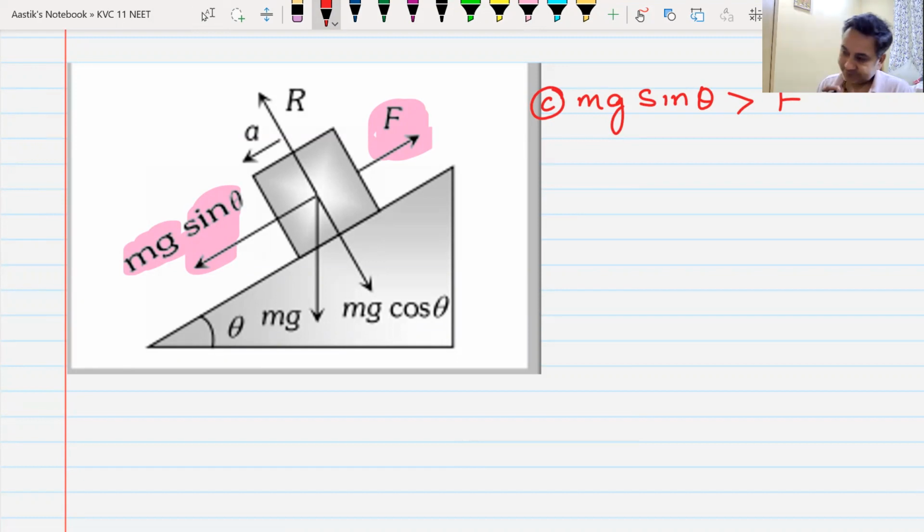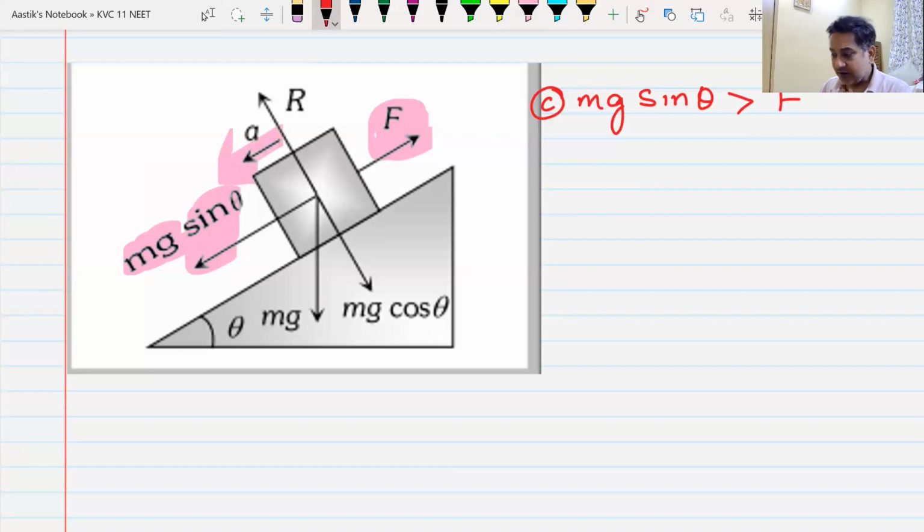Then what will happen? Downward force is more. Upward force is less. How will it move? It will move in the downward direction.